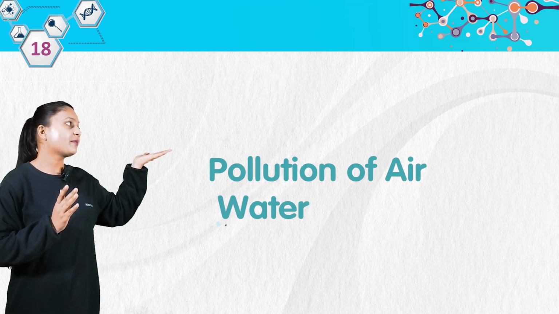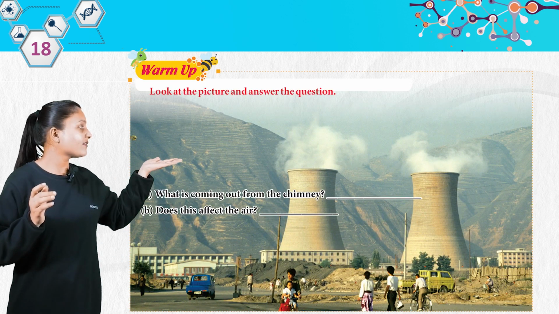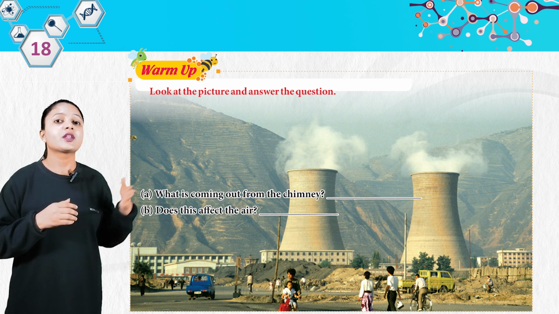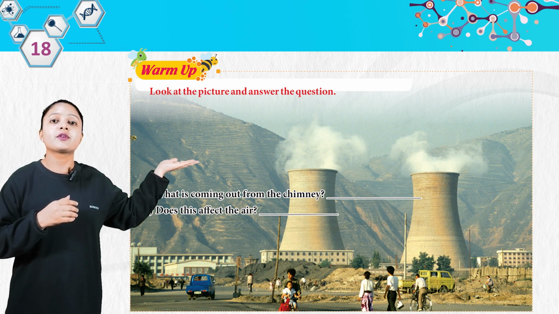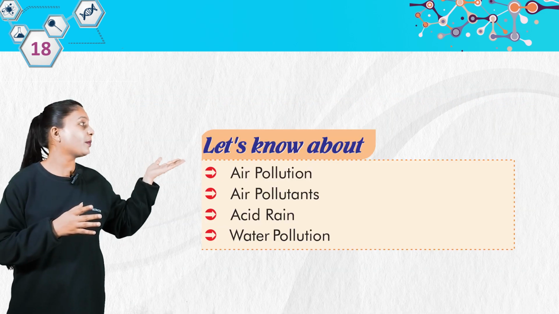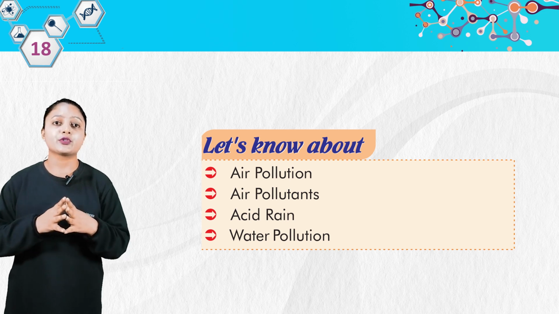Hello students, now let's start our last chapter, chapter 18, pollution of air and water. Let's have some warm up first. Look at the picture and answer the question. What is coming out from the chimney? Does this affect the air? Let's know about air pollutant, acid rain, water pollution.